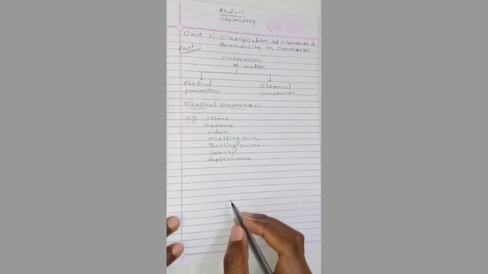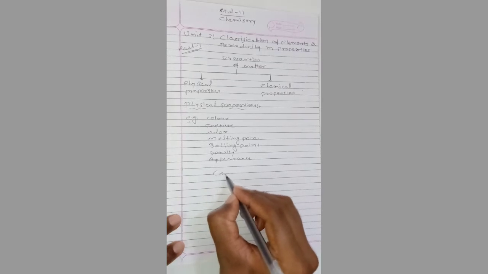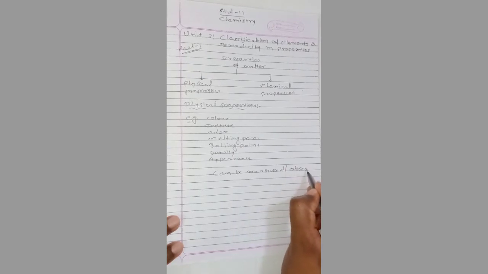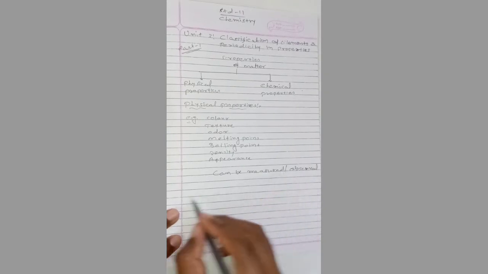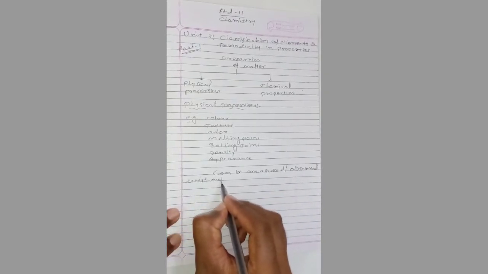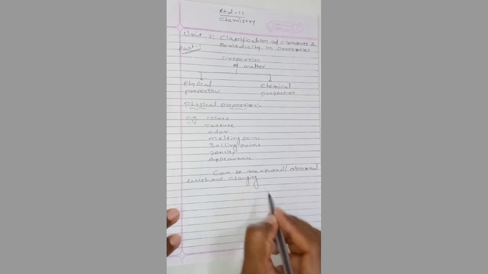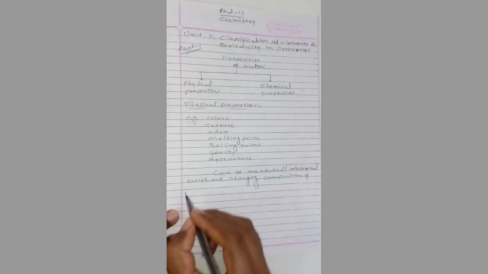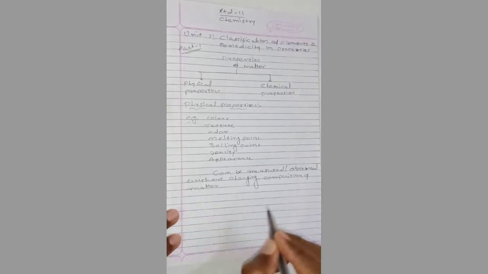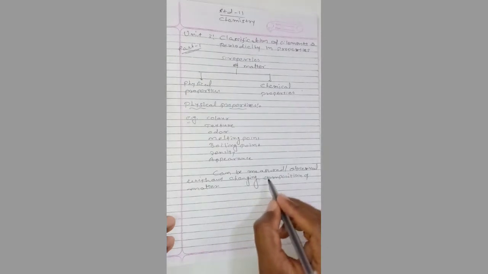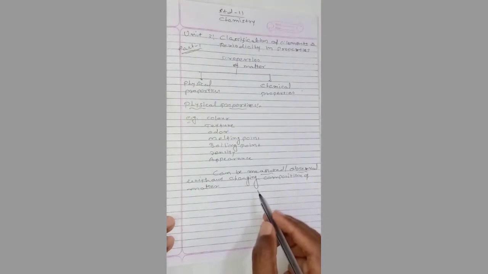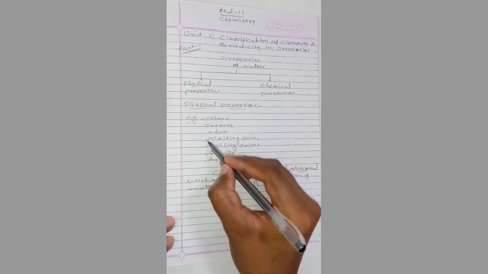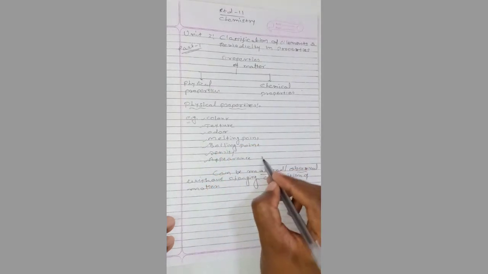The physical properties can be measured or observed without changing the composition of matter. Okay, physical properties can be measured or observed, like color, density, appearance, boiling point, melting point, odor, texture, etc.